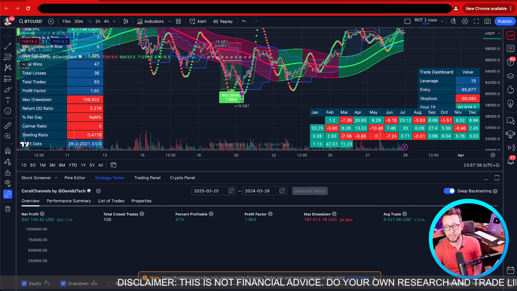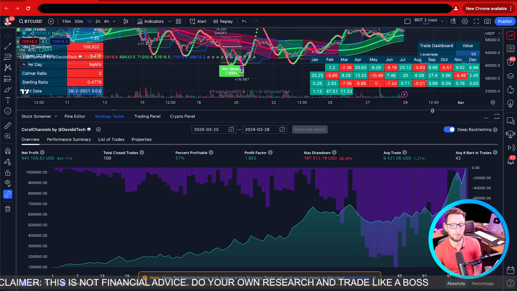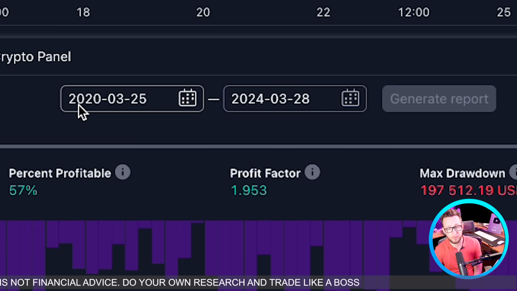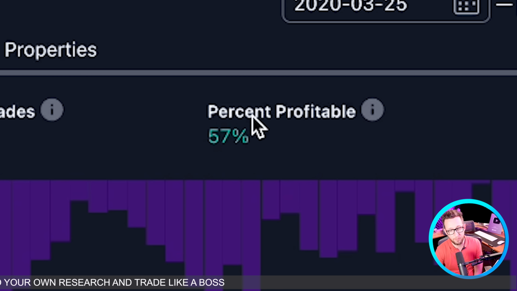Now let's have a look at the deep backtesting on Tradingview. Deep backtesting means that we can go as far back as data will allow us. As you can see, we've gone all the way back to 2020 here. We now have a higher win rate of 57%, which is great.